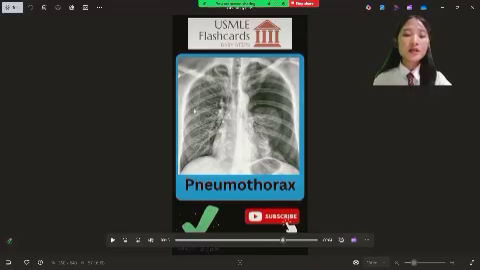This means the left side of the lung appears normal, but the right side appears to have some of the lung collapsed in it. So basically this is what the case study has shown here.